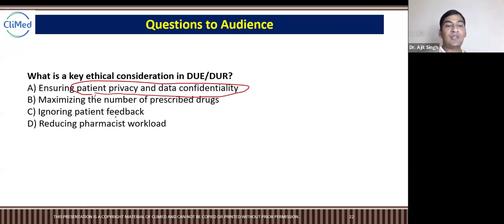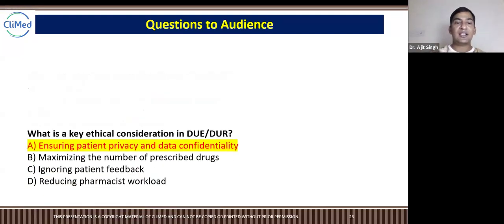And definitely ignoring the patient feedback is not ethical, reducing the pharmacist workload is not ethical, maximizing the number of prescribed drugs is not ethical. Not ethical means it doesn't come under the scope of ethics. These don't come under the scope of ethics.